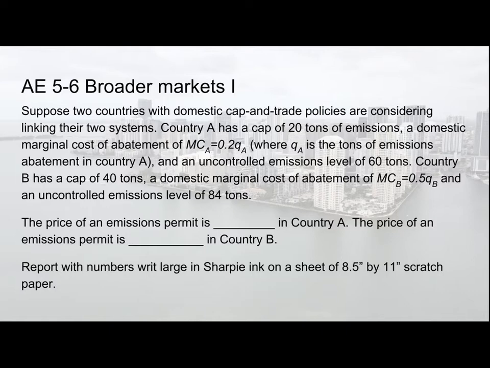Country B has to limit output of pollution to 40 tons. They have a marginal cost of abatement of 0.5 QB, and 84 tons would be emitted without any regulation, so they've got to clean up 44. I'm asking you to find the price of an emissions permit in country A and the price of an emissions permit in country B, and we're assuming no trading at this point. So let's proceed.